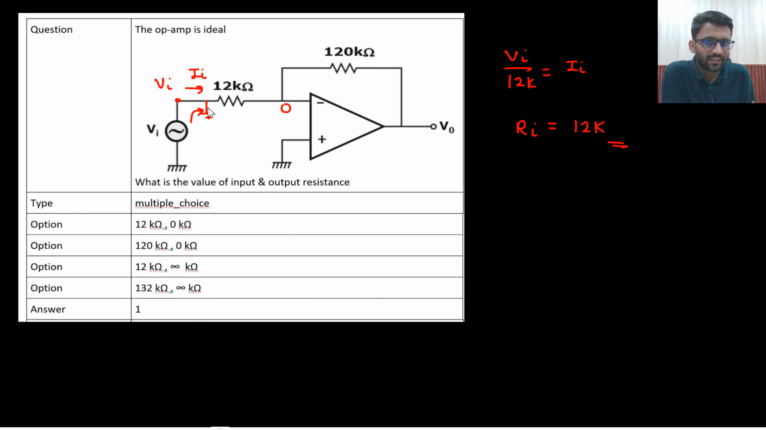So if I nullify this, this node will be 0. This is 0, this is 0. That means there will be 0 ampere current from here. If 0 ampere current from here, this will also take 0 ampere current, then 0 ampere current will be flowing from here as well. Then what will be your V naught?